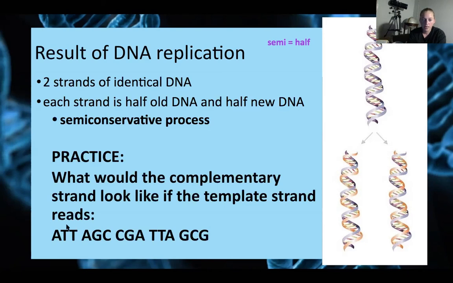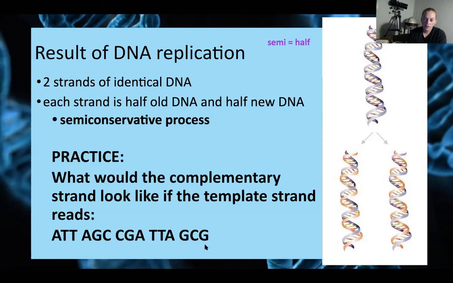Here I've given you some practice. If this is what your template strand reads, then what would the new strand look like? Okay? I want you to write down what the new strand would read using base pairing rules, A with T and C with G. If you need more time, please pause. Hopefully you have written T, A, T, C, G, G, C, T, A, T, C, G, C. Okay?